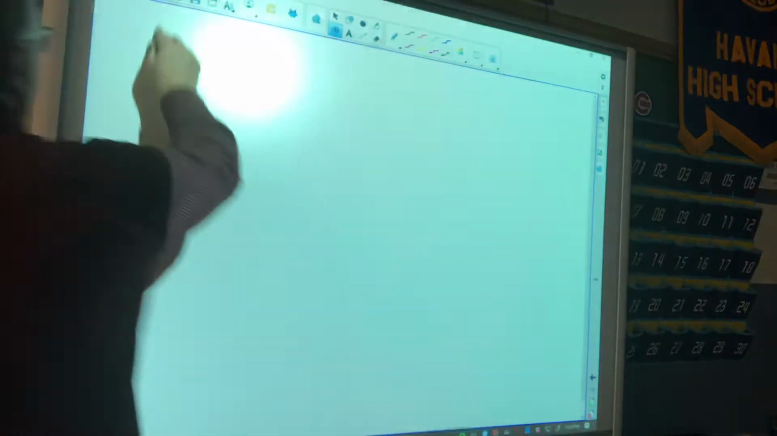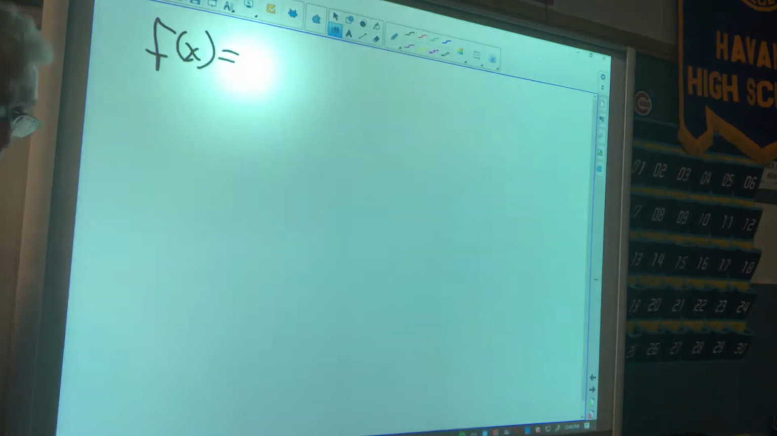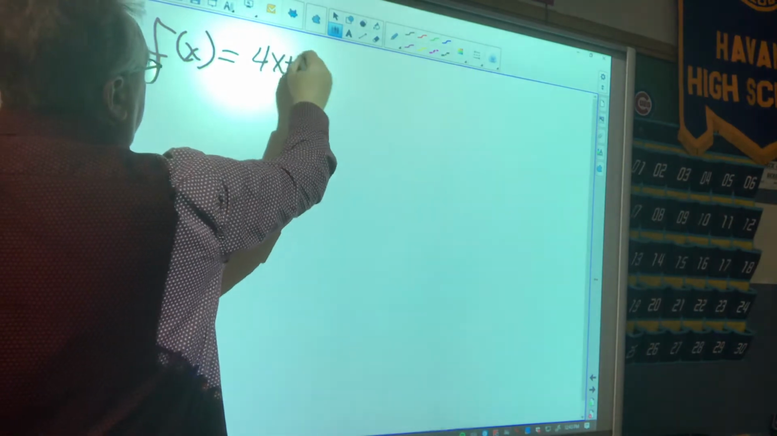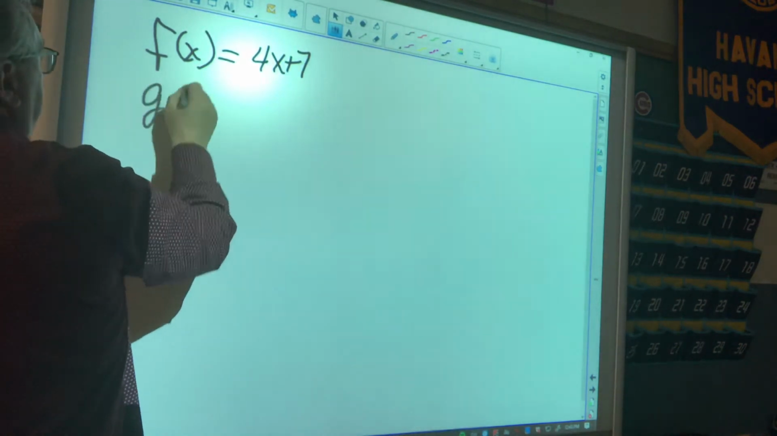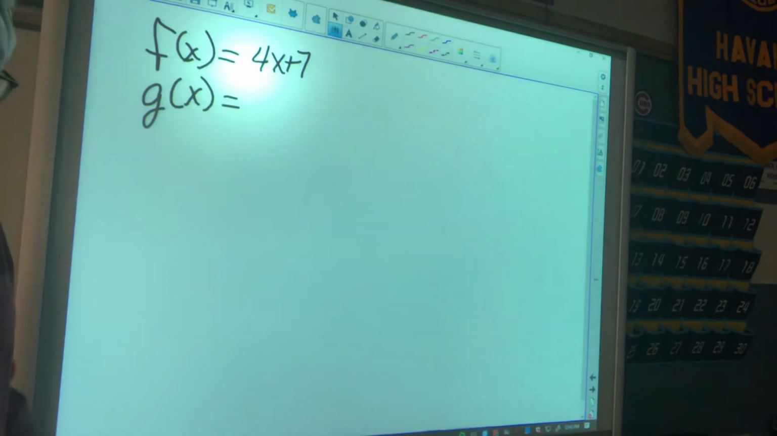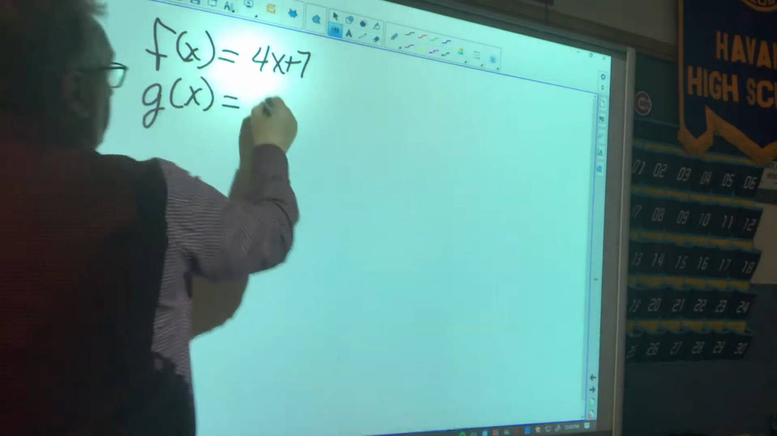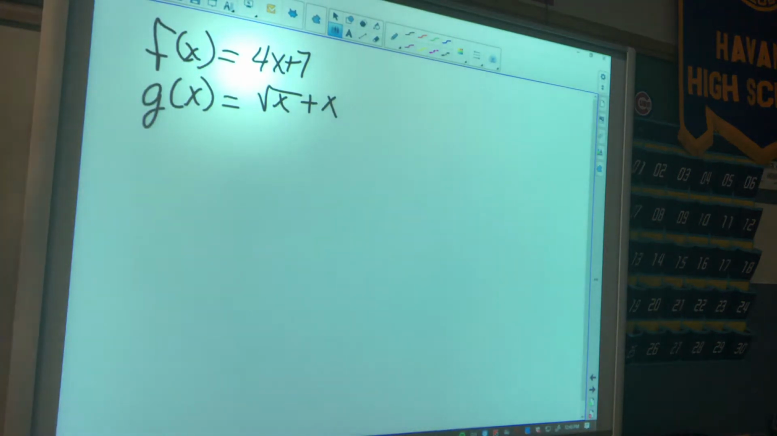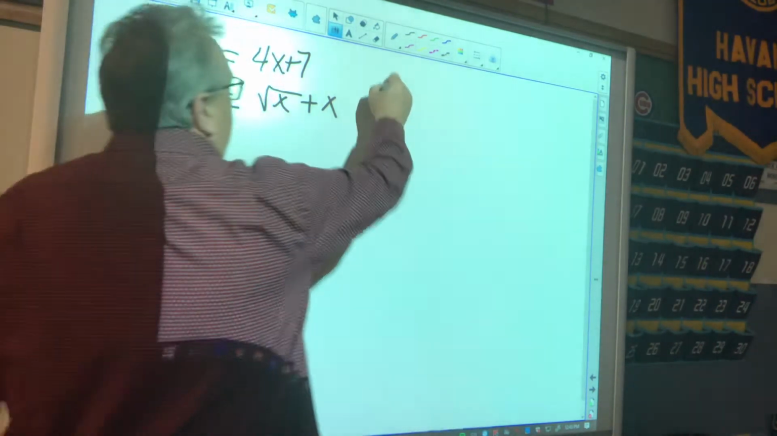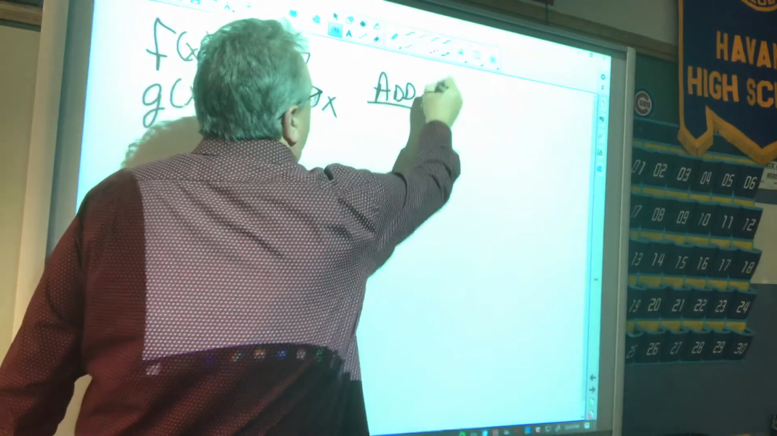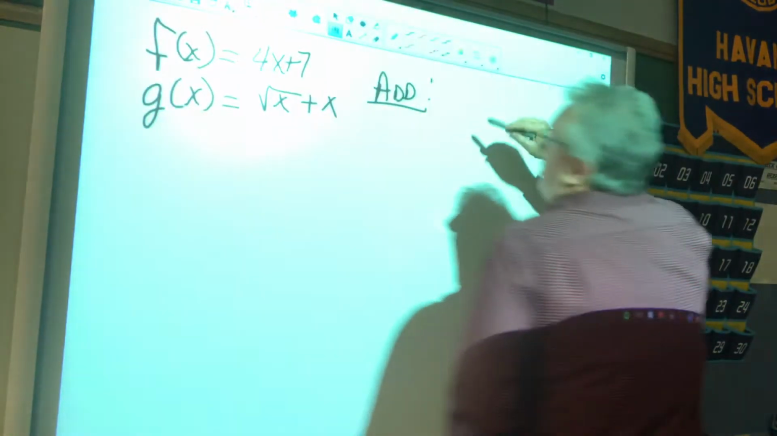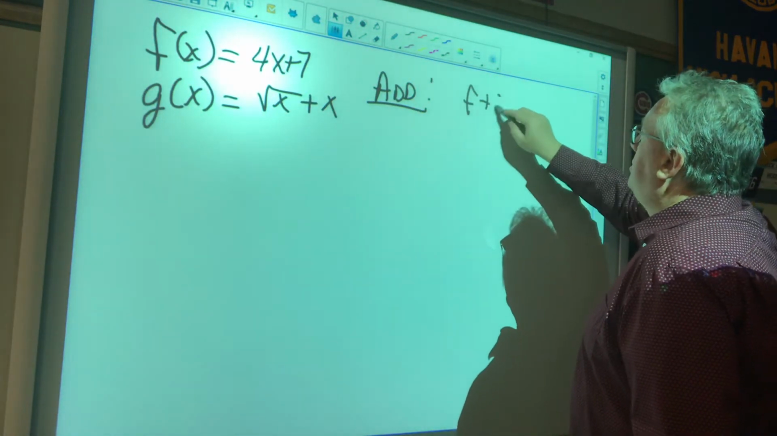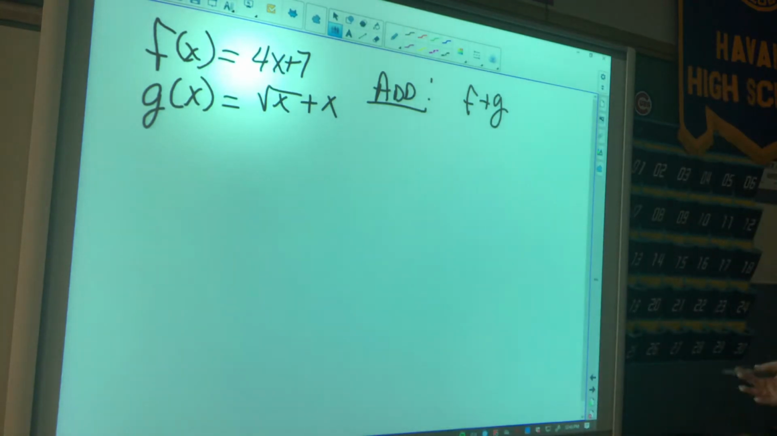Let's say we have f of x equals 4x plus 7, and g of x equals square root of x plus x. Okay? Two separate functions. Okay? Let's see if we can add them together. So we want to take f plus g. We want to add them.